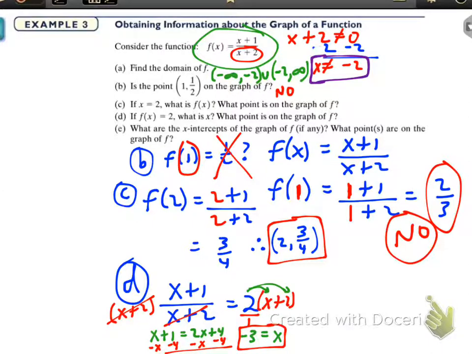But again, you have to read all parts of every question. It said, what point is on the graph of f? And this is where it's easy to make a mistake here, so be really careful.